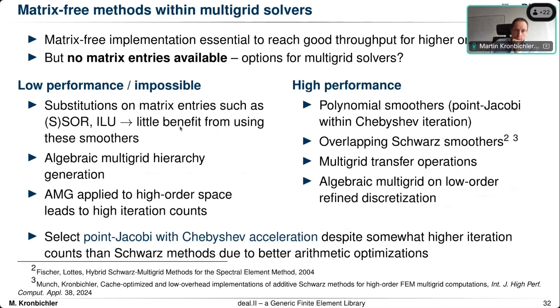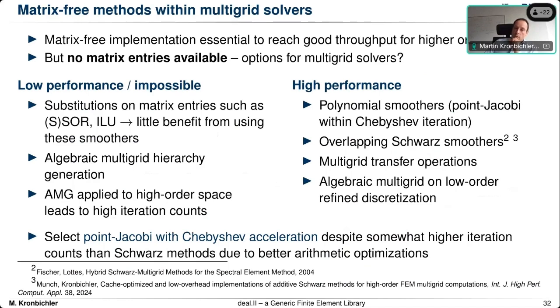So this is really something which is limiting. So yeah, well, we could use AMG, of course, for high order spaces, but then you need high iteration counts. So there is some work in the literature, not done by us, who actually use low order refined AMG for preconditioning. We often like something else.